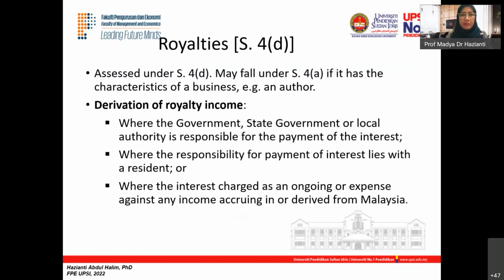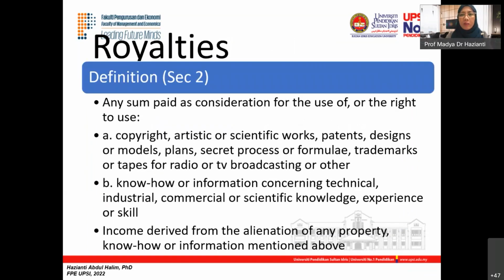Okay. Next is royalties. Also under section 4D. So the royalties, where the government or state government or local authority is responsible for the payment of the interest. So interest charged as an ongoing expense against any income accruing in or derived from Malaysia.